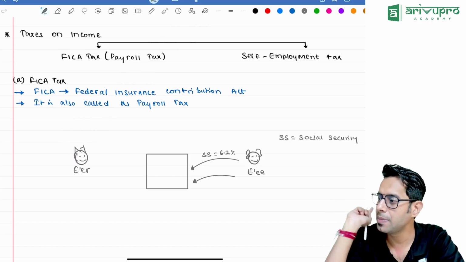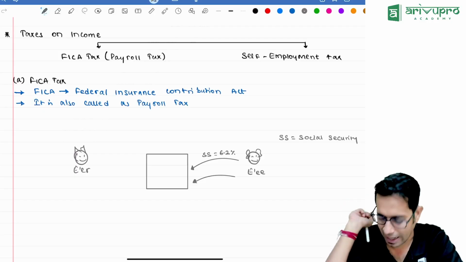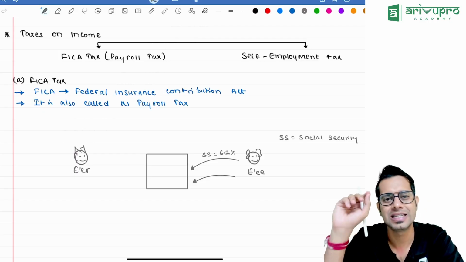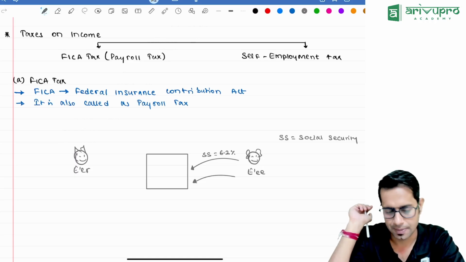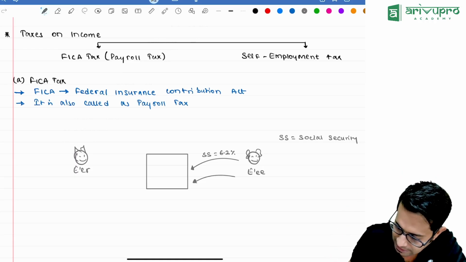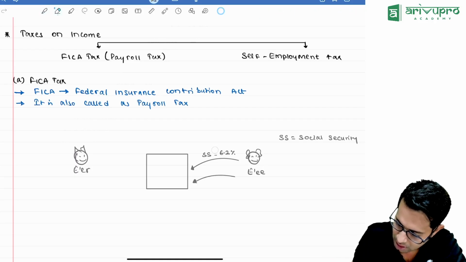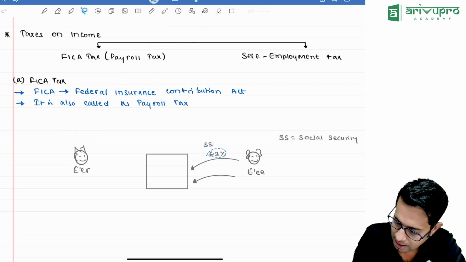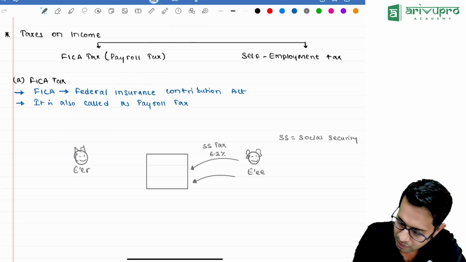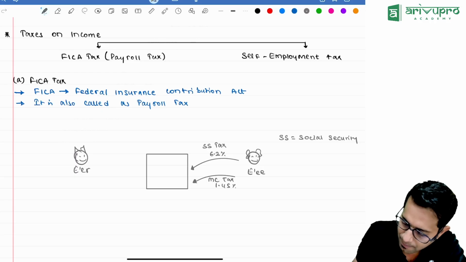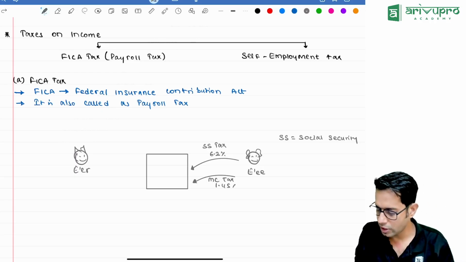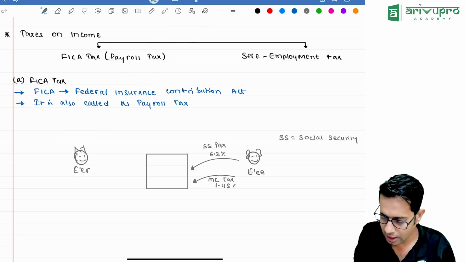So the government is telling, pay me what, sir? Pay me social security tax. Social security tax of how much? 6.2%. Also pay me Medicare tax. Pay me 6.2% as social security tax and pay me Medicare tax of 1.45%. Sir, this amount will be calculated on what? This amount will be calculated on whatever you are earning.